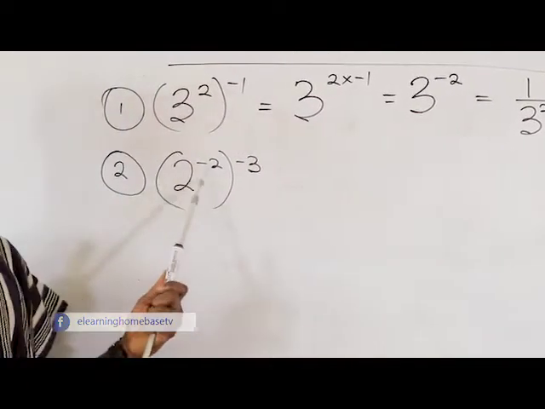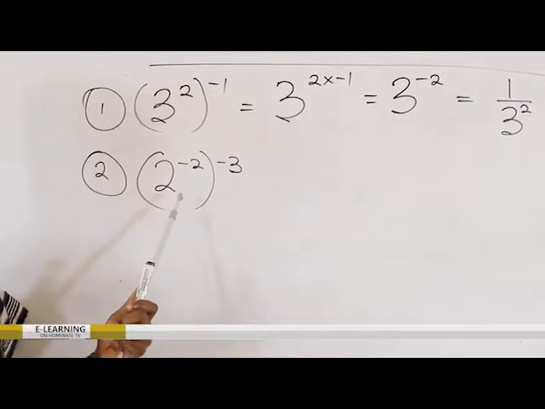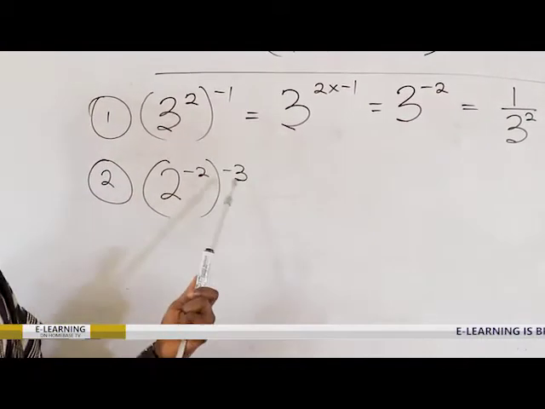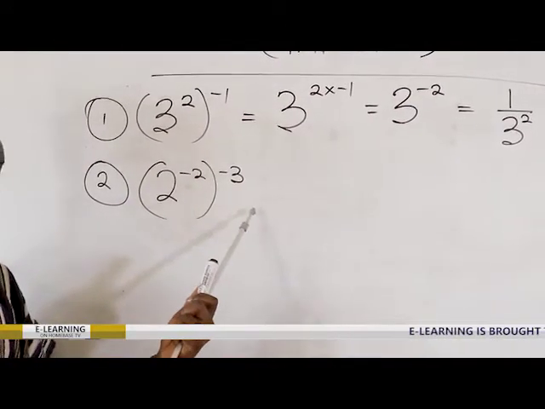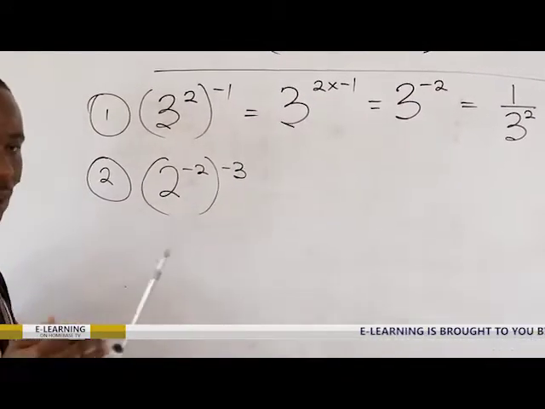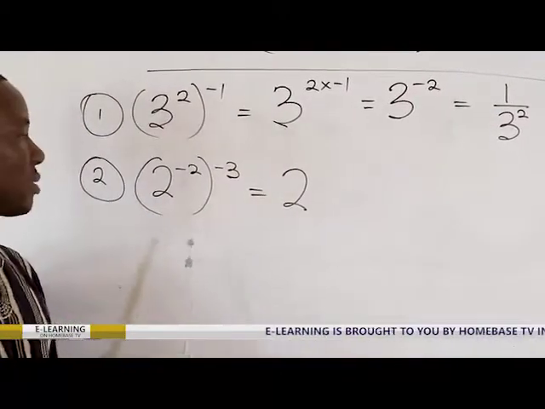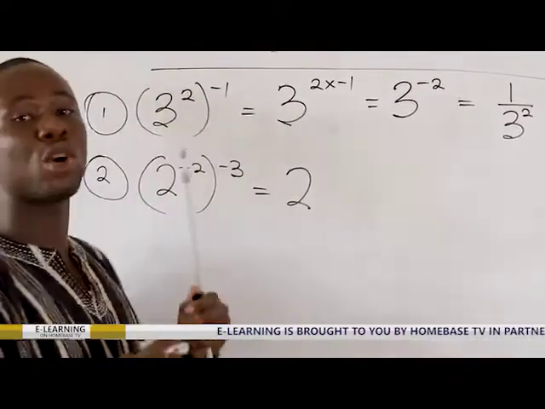We have 2 exponent negative 2 in the bracket, and then the exponent outside the bracket is also a negative number, negative 3. Still the principle holds. I keep the base, which is 2, and then multiply the exponents.